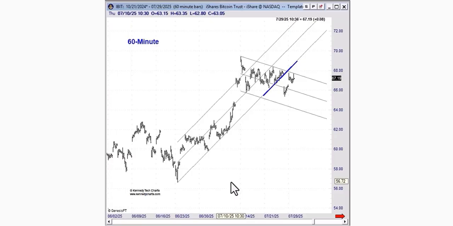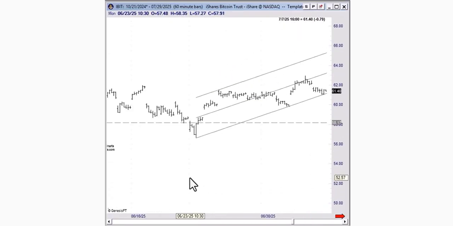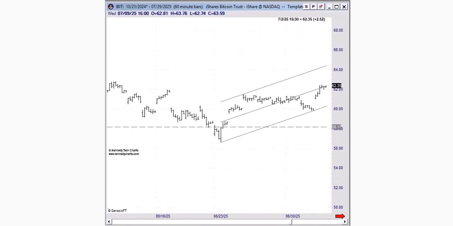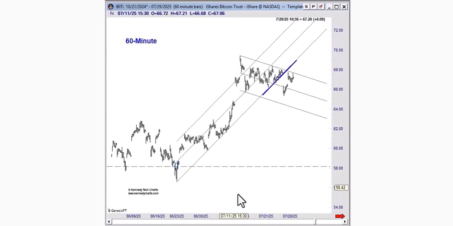Now look what I do. The base channel is originally drawn on the low here. Instead, I'm going to use the high of the bar. So rather than utilizing the low here, I'm going to use the high of that bar to draw my channel. Let's see what happens when we employ that technique.